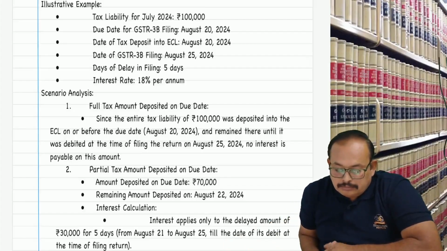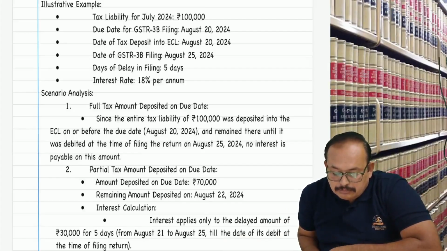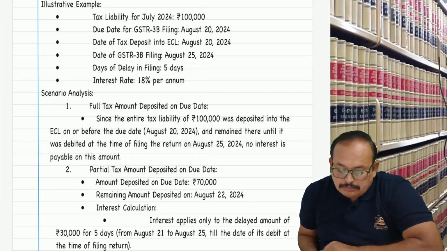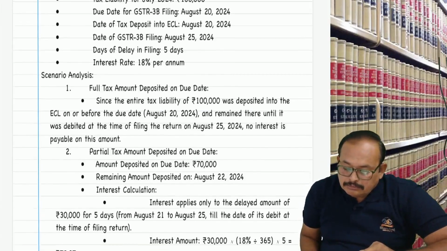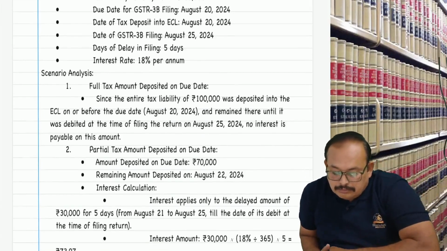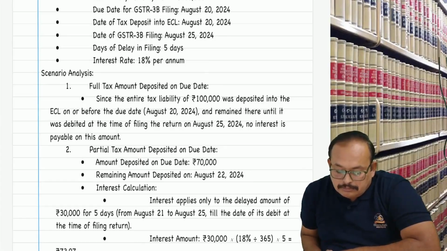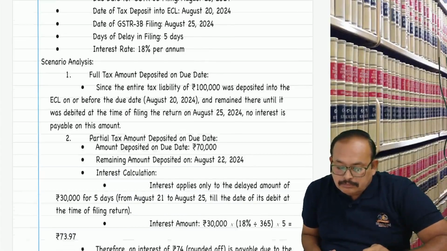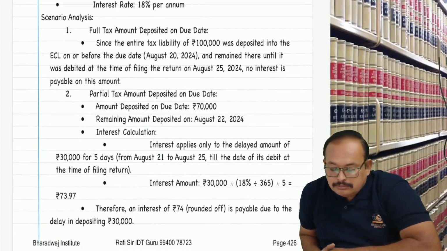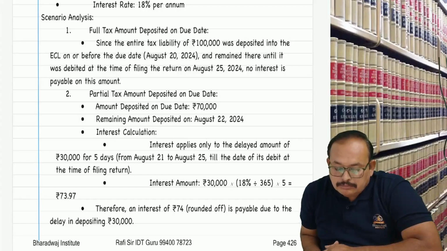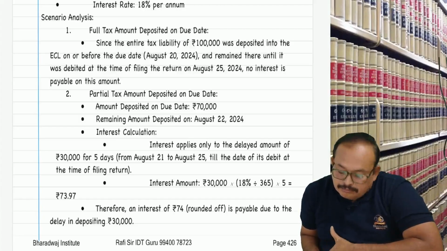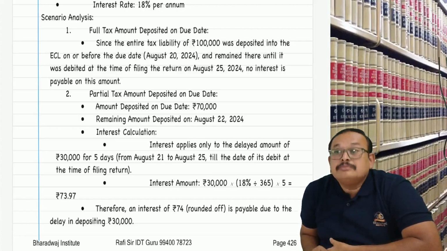Scenario 2: partial tax amount deposited on due date. Amount deposited on due date is 70,000. Remaining amount deposited after August 20, 2024. Interest calculation: interest applies only to the delayed amount of 30,000 for 5 days from 21st August to 25th August, till the date of its debit at the time of filing the return. Interest amount will be 30,000 into 18 percent for 5 days, which is 73.8. Therefore, an interest of 74 rupees is payable due to the delay in depositing 30,000.